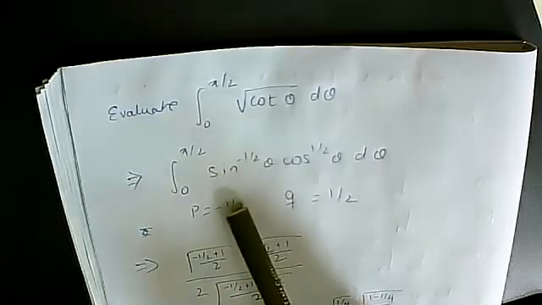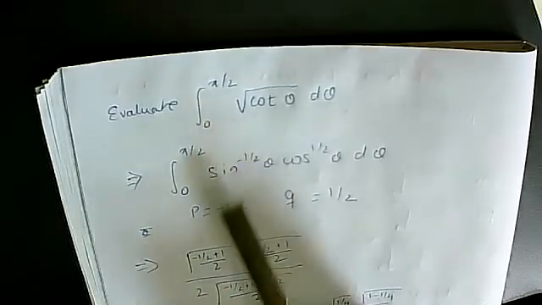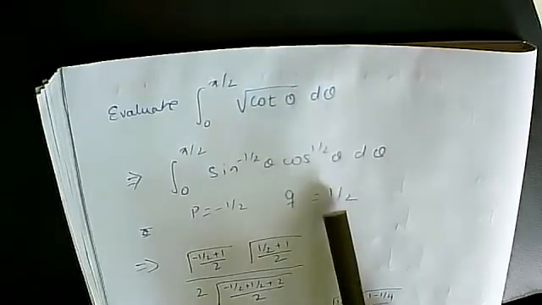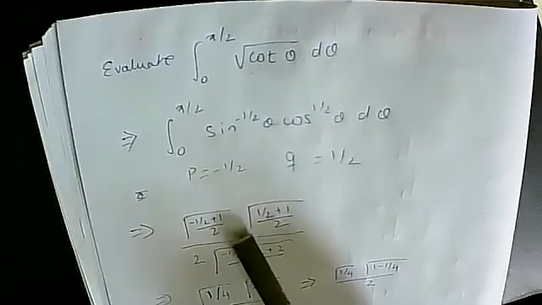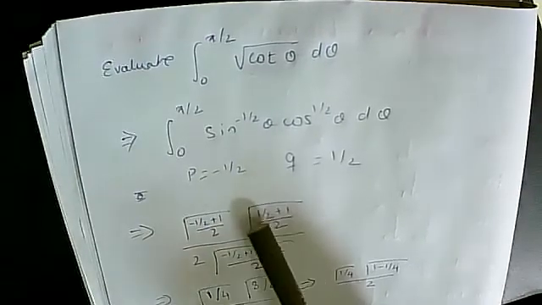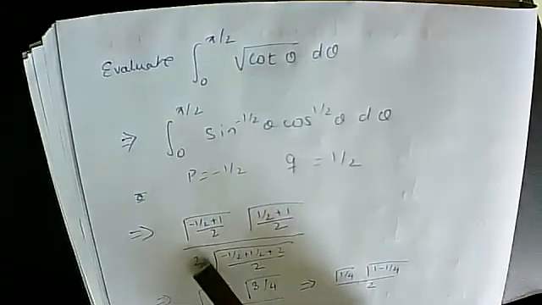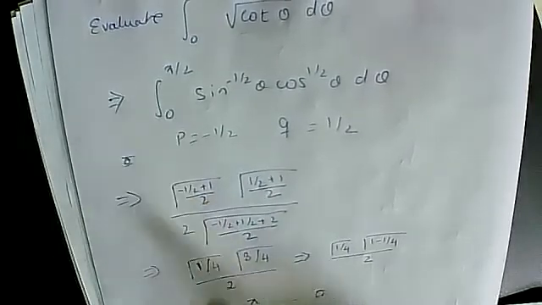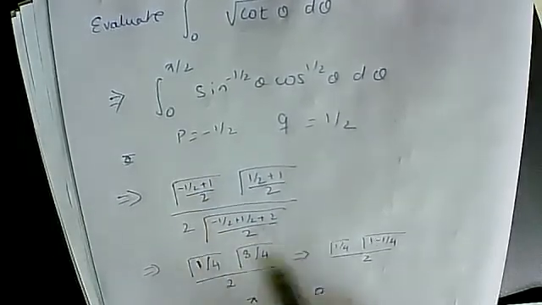If I compare this with my standard formula, p is minus 1 by 2, q is 1 by 2. Right? So apply the formula gamma((p plus 1) upon 2) gamma((q plus 1) upon 2) upon 2 gamma((p plus q plus 2) upon 2). When you solve this, 1 minus 1 by 2 is 1 by 2, and 1 by 2 is 1 by 4. So I got this expression.